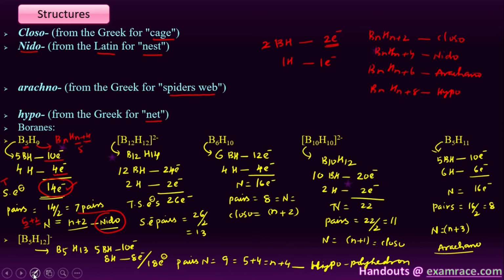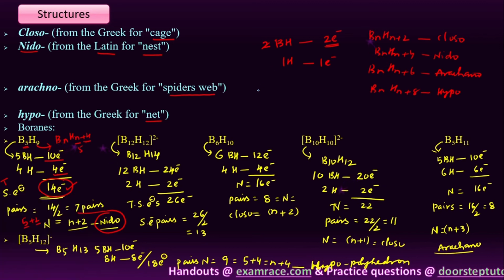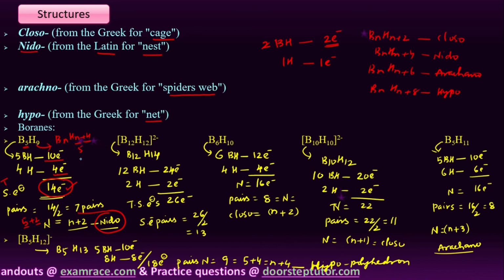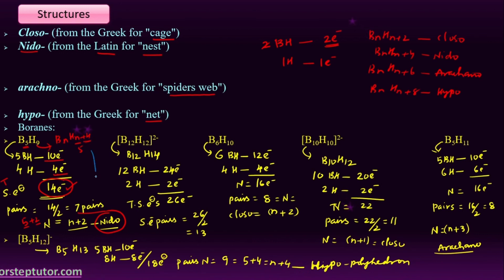So based on this phenomenon, you can calculate easily. Here you can see BnHn plus 4, simple. We will determine it in a fraction of a second. So therefore the structure is nido. Clear, right? Next, here you can see, student, B12H12, right?